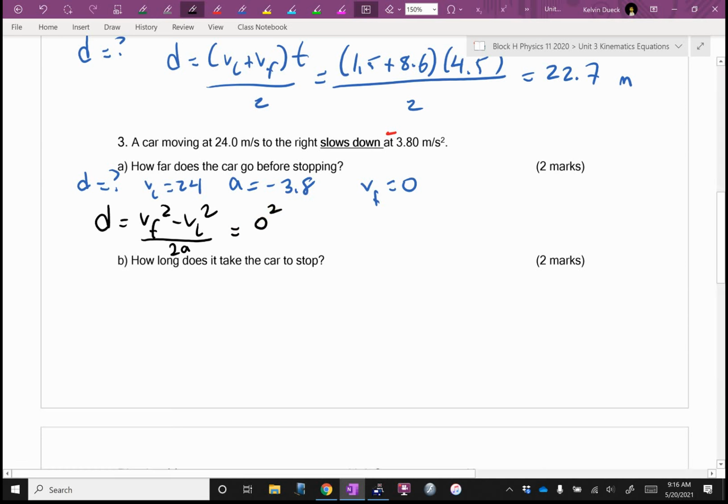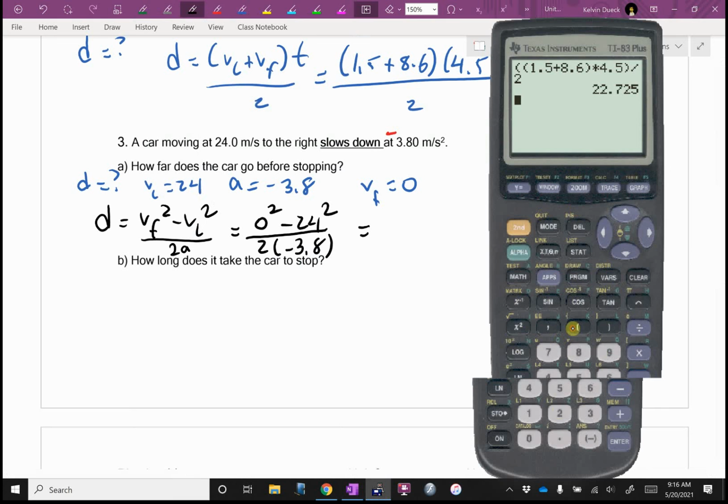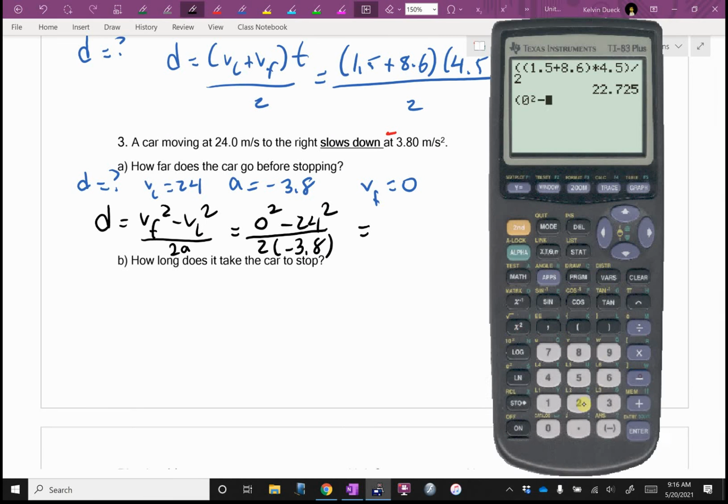0 squared minus 24 squared. Now the top is going to work out negative, but then, wait a minute, the bottom is also going to work out negative. I'll get a positive displacement. We're slowing down, but we're still traveling forwards. I am ending up in front of where I started from. 0 squared minus 24 squared, close off the top, divided by 2 times negative 3.8.